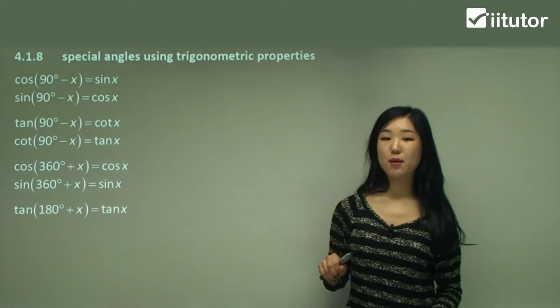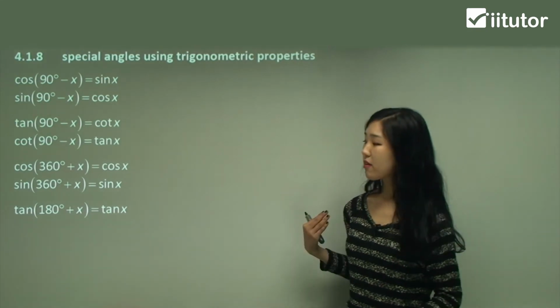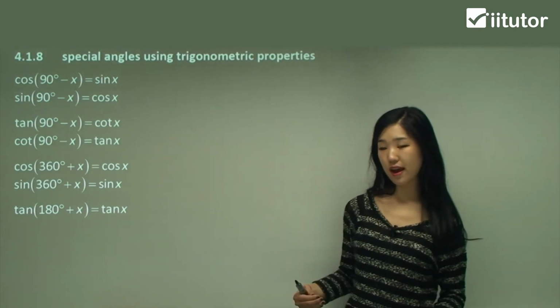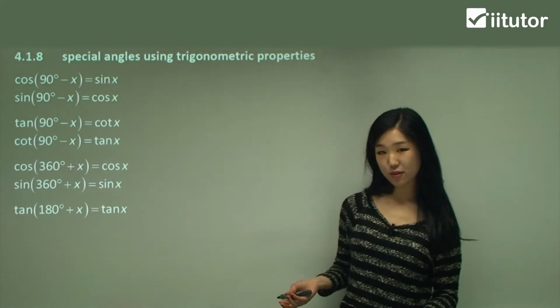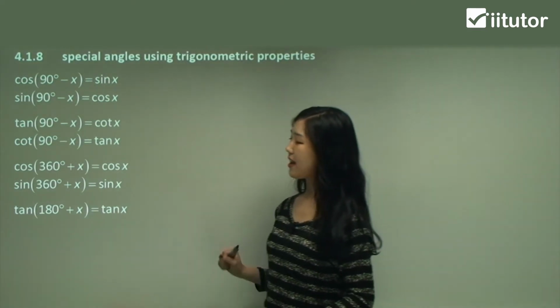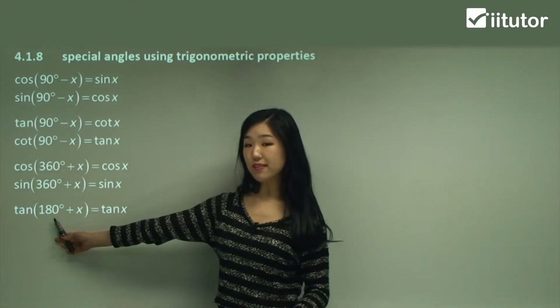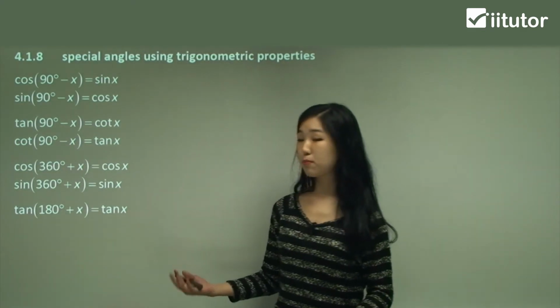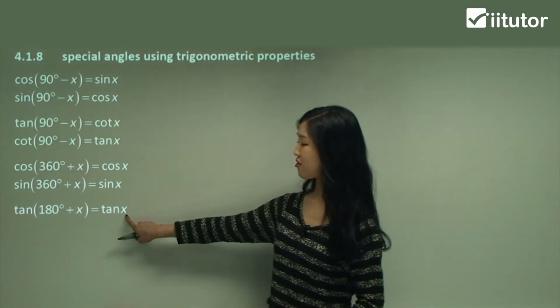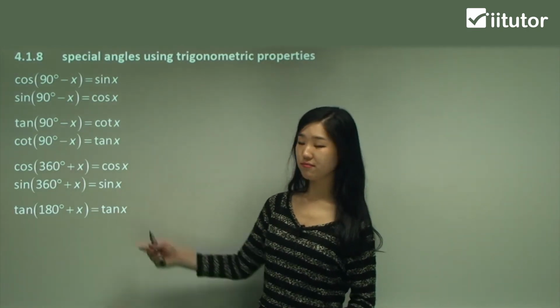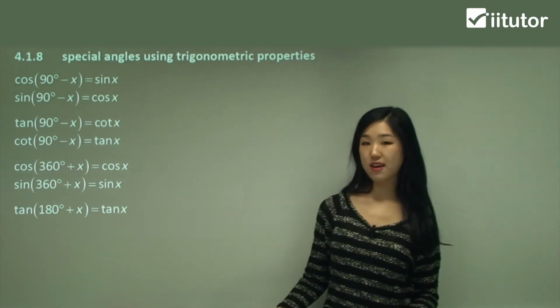Now the final one I'm going to talk about is the tan. The period of tan is different to cos and sine. One whole period of tan, we consider it as 180 degrees, so it's different. So tan, one period is 180 degrees, so tan of 180 degrees plus x is equal to just tan x. If I add 180 degrees to my x, it's the same as just tan x.